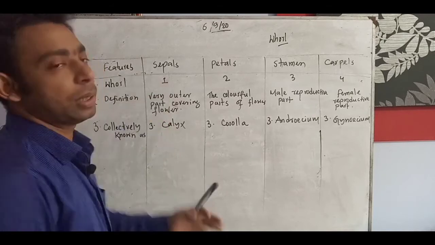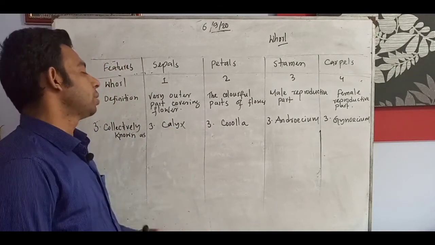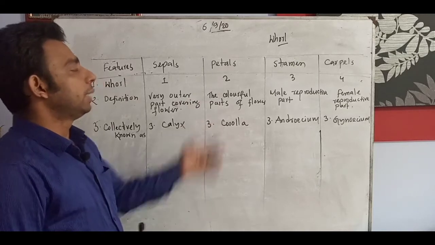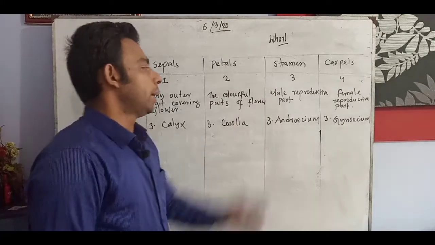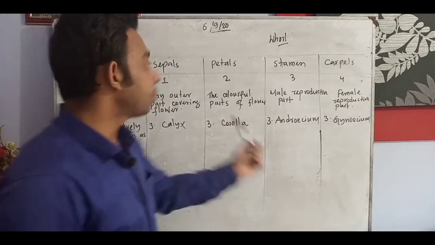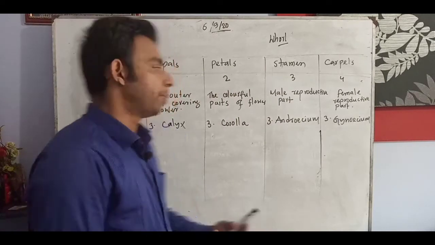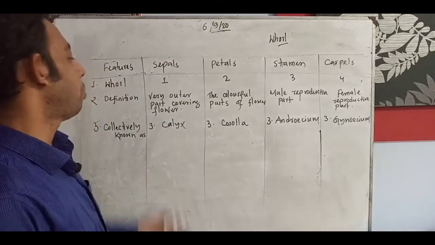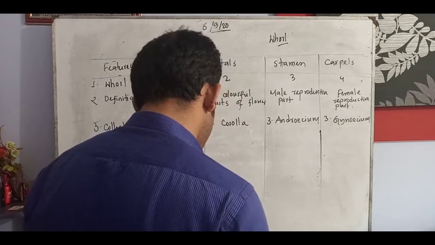Sepals are collectively known as the calyx. Then petals are collectively known as the corolla, stamen are collectively known as the androecium, and carpels are collectively known as the gynoecium. So these are other important points to know. Importantly, we will try to go through understanding this. Okay.